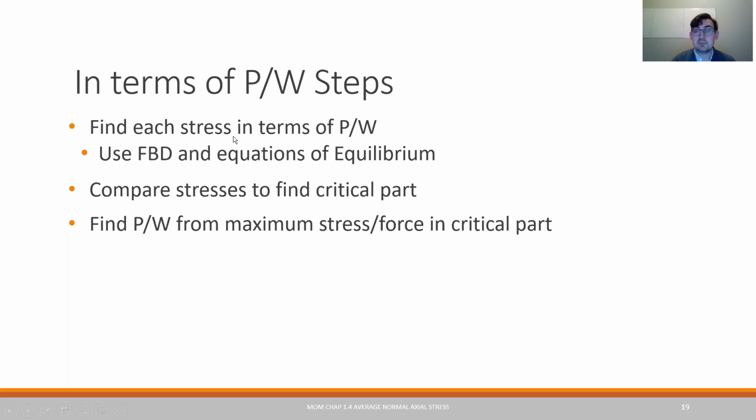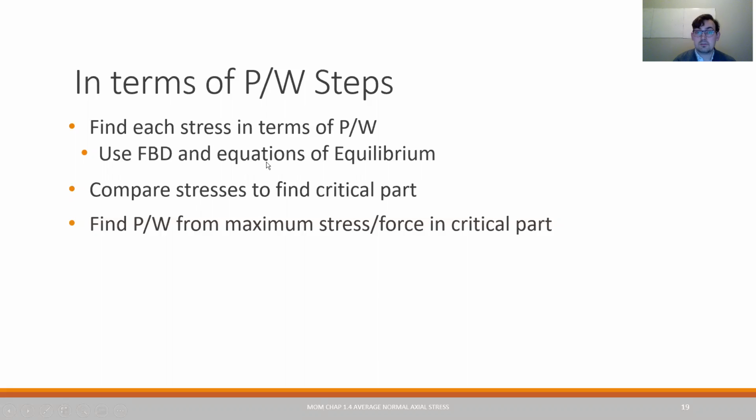Basically, what you're going to do is assume some sort of value for that, right? Give it some units. Think about this as a constant. You basically want to figure out what each stress is going to be in terms of that P or W. Then you're going to use your free body diagram and your equations of equilibrium to figure out what each of those are in terms of P and W, right?